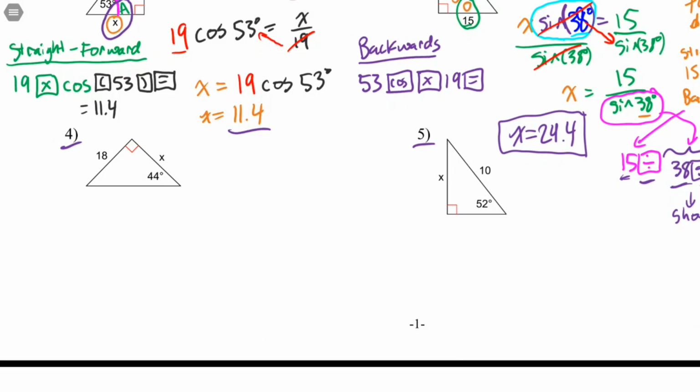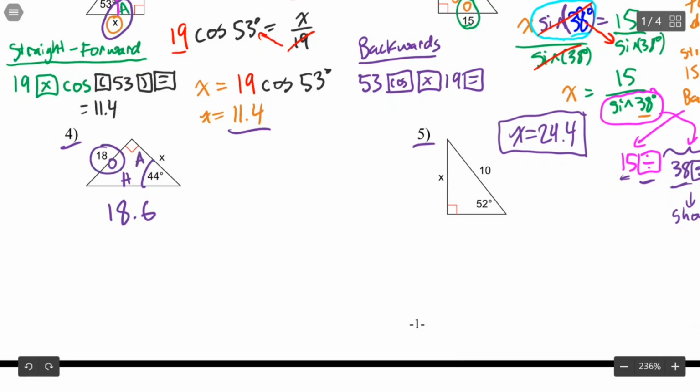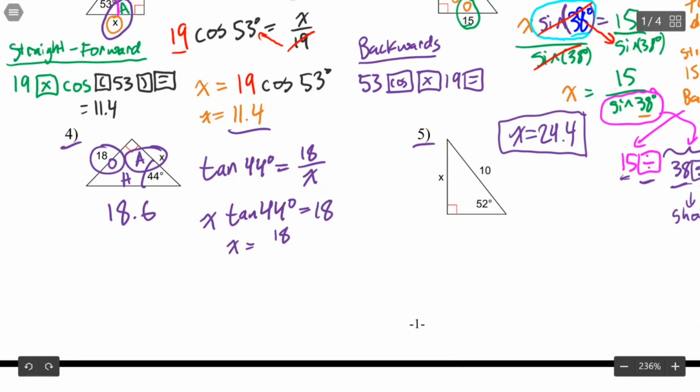Okay, the answer for this one, if you rounded correctly, should be 18.6. And I'll just super quickly go over the solution. You care about this angle. This is your hypotenuse. This is your opposite. This is your adjacent. This is OA, so it's tangent. Tangent of 44 degrees is your opposite over your adjacent. X is underneath, so we need to cross multiply that in front. Equals 18. Then we're going to take the tan 44 and put it underneath. And you plug this into your calculator, and there's your answer.